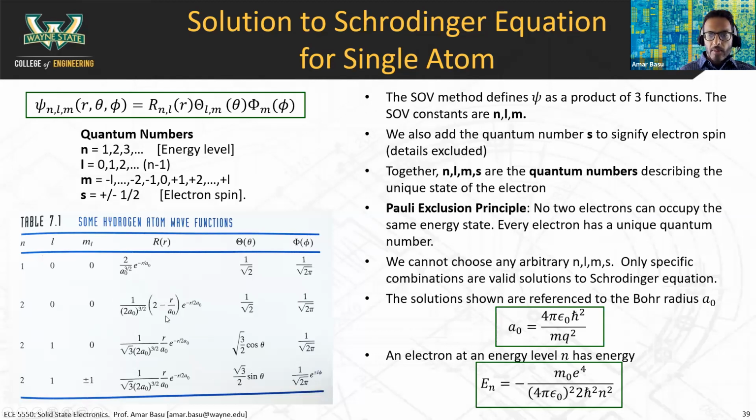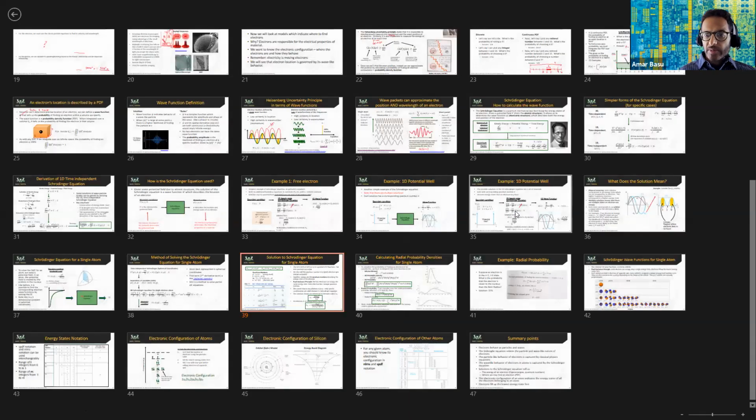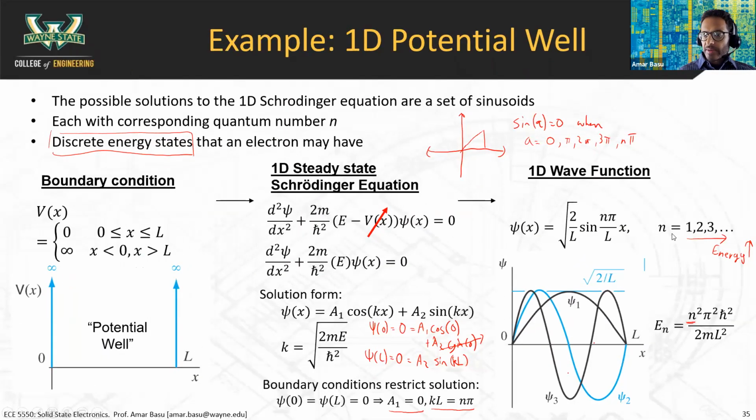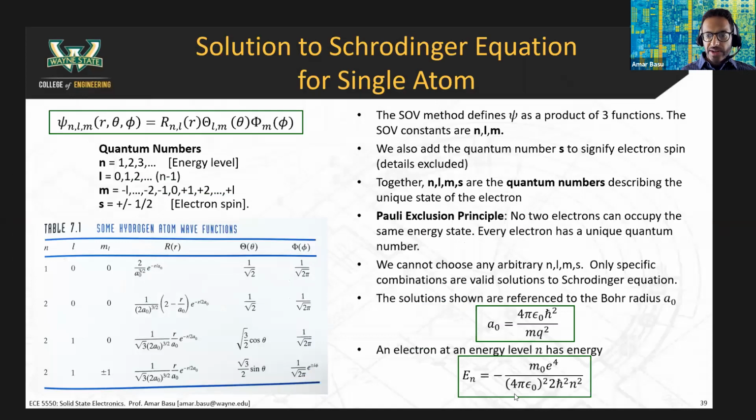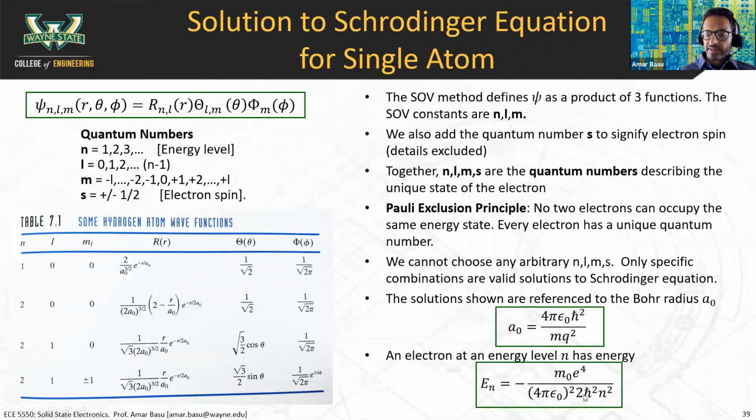When you're doing an example problem on this, you'll see that this a0 is a reference to the Bohr radius, and there's an equation for that here. And just like before, when we were doing the one-dimensional case, we said depending on what the n is, we can determine what the energy of the electron is. Similarly here, there's an equation that tells us the energy of an electron based on that quantum number n. So an electron at energy level n has this energy given by this equation here.